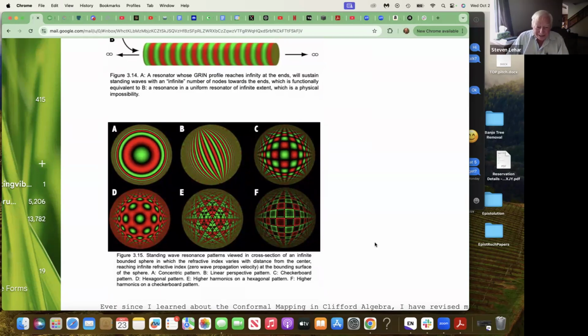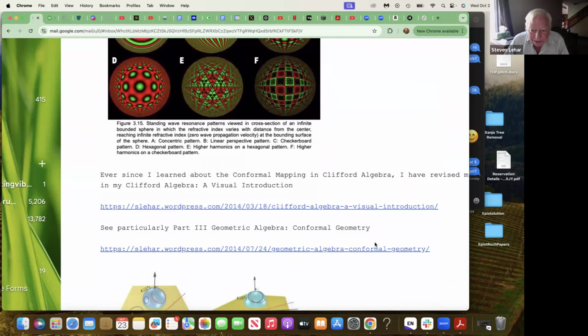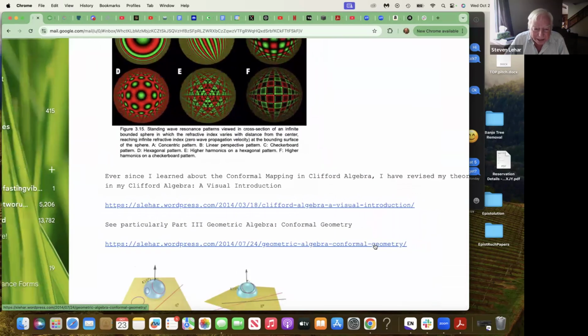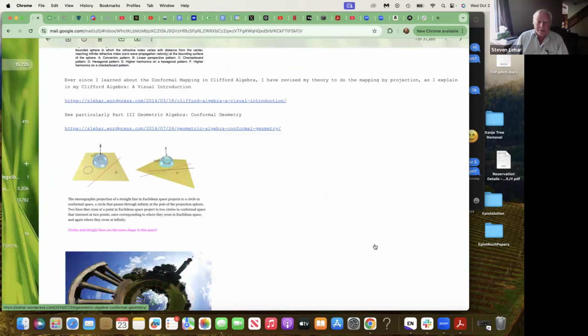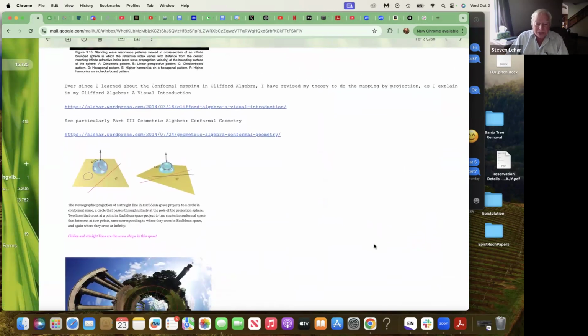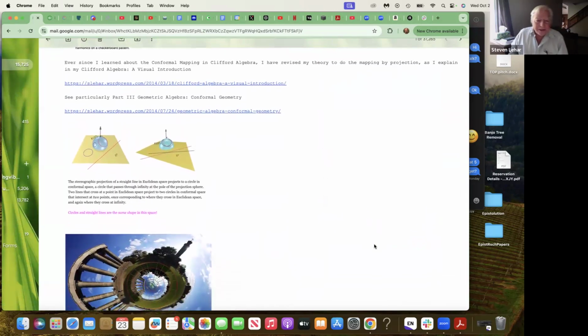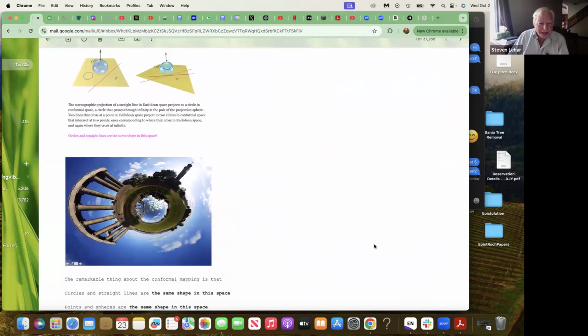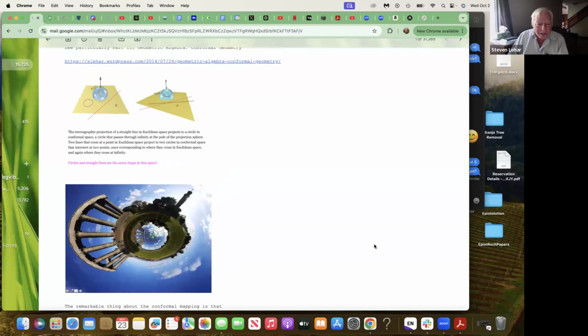Now, scroll down just a bit more. Ever since I learned about conformal mapping and Clifford algebra, I've revised my theory, and I now propose it's all done with projection. And here's some, look at those two blue spheres there. That's a conformal mapping inside the sphere of the world that's outside the sphere. So for example, there is a red line, and in the sphere you see kind of a conformal reflection of that red line.